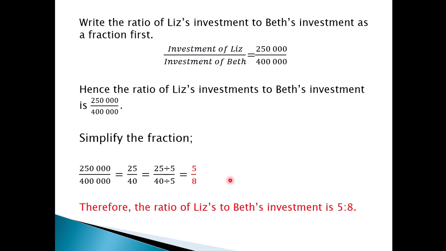Now we can conclude that the ratio of Liz's to Beth's investment is 5 is to 8. So in this case, guys, if you are going to encounter bigger numbers, you are allowed to use your calculator, okay? Because it will take time for you to simplify the fraction 250,000 pesos over 400,000 pesos. Therefore, that is our final answer. Okay, moving on.